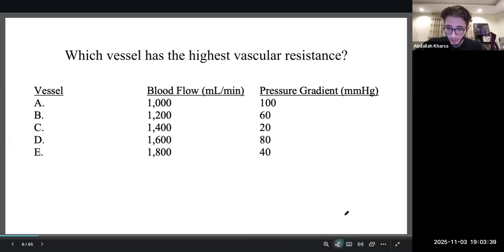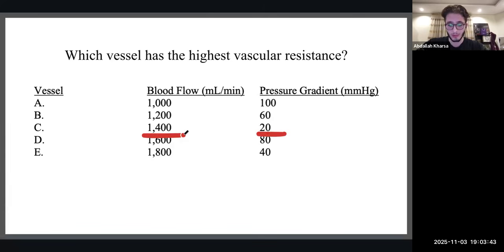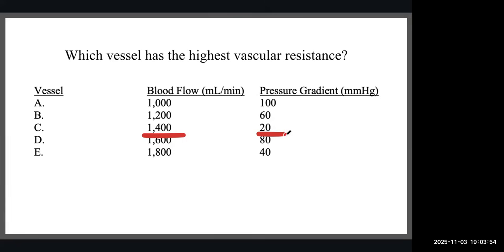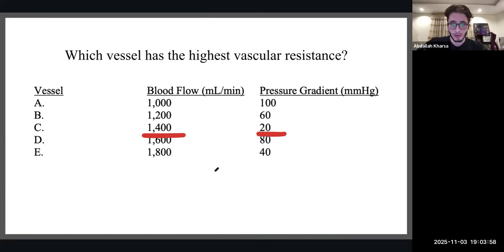Can I draw? Okay, I can draw. Okay, so C is 20 over 1400. 20 over 1400 is going to be 0.01. Okay, actually, maybe A. You say maybe A. Okay, someone in the chat also said A. A is 100 over 1000. So 100 divided by 1000 is going to be 0.1. And that's correct. That is the highest vascular resistance right here.